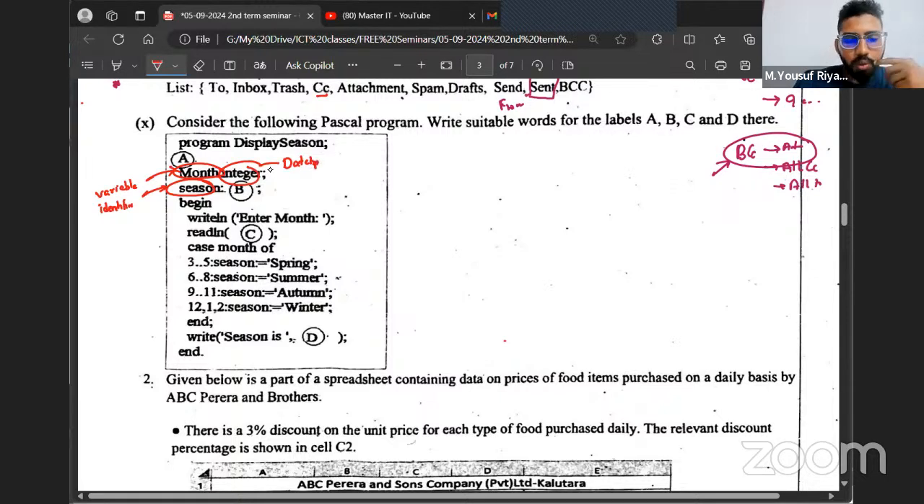Okay. Now, if you want to define a variable like this, you have to use the word var first. So A should actually be var, but let's see, is it only var, or are they defining another variable as well? Just go through this whole program and tell me, apart from month and season, have they mentioned any other variables?